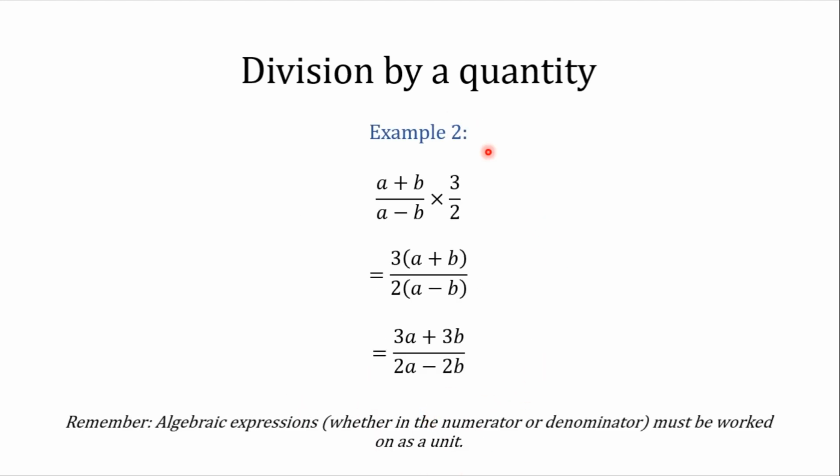Another example, if you were to multiply, so this is just multiplication still, (a plus b) over (a minus b) times 3 over 2. So that's 3a plus 3b, which is here. So 3a plus 3b. And then in the denominator, that's 2a minus 2b.